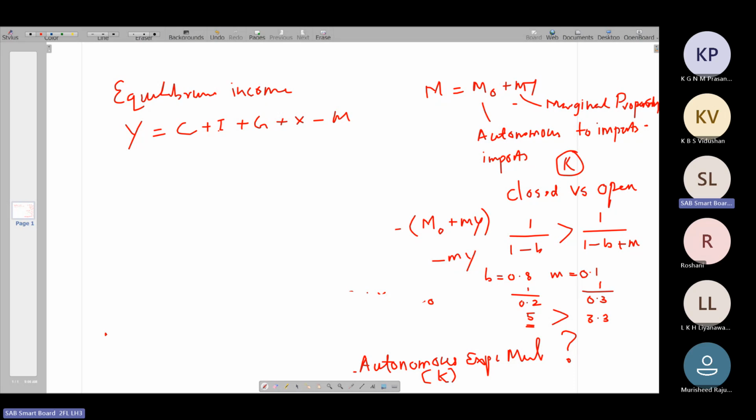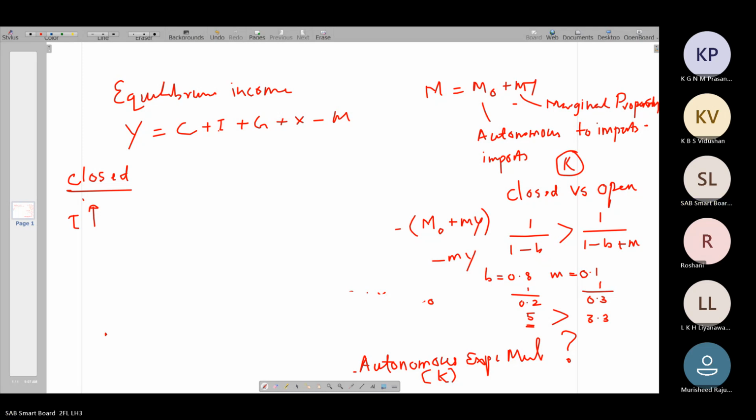Now take the closed economy. Suppose there is an increase in investment. If there is a rise in private investment, what happens?